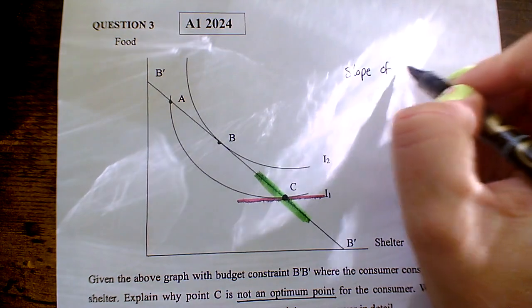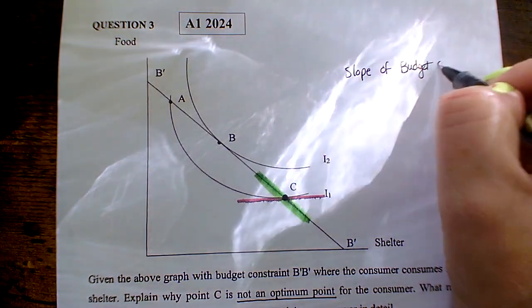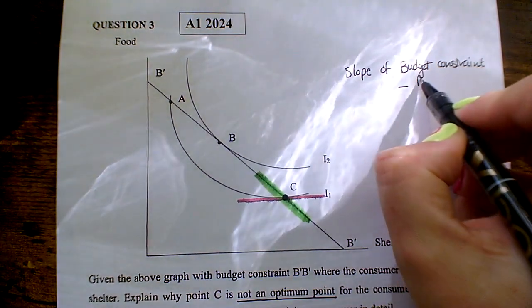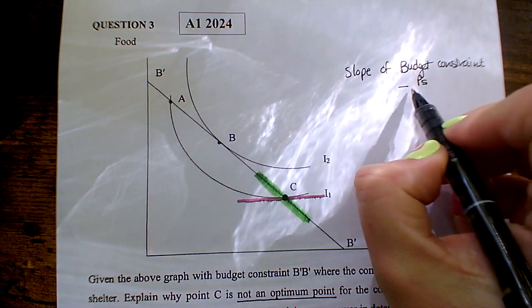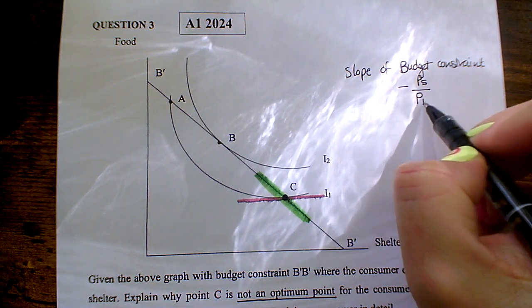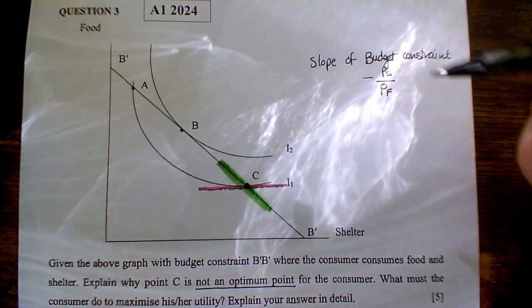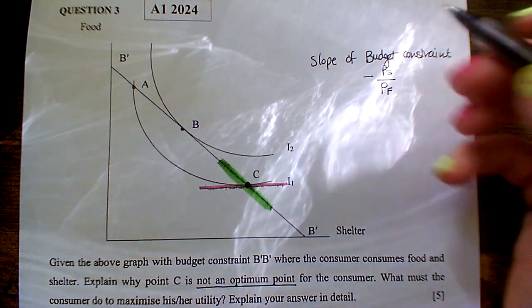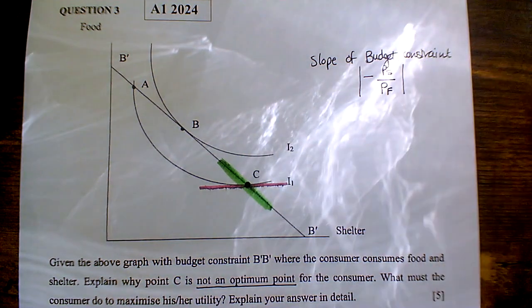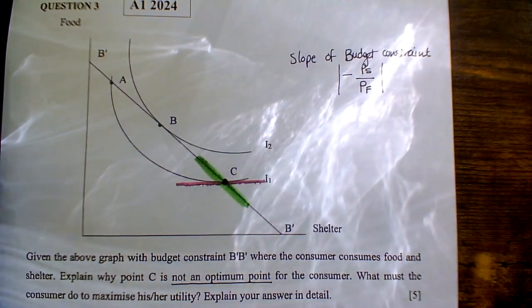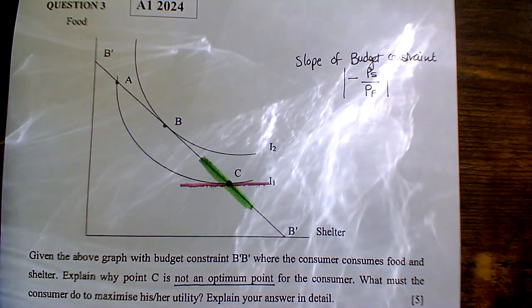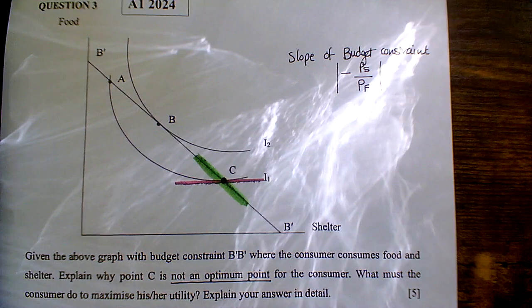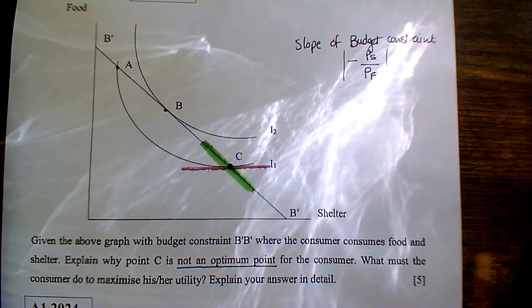So the slope of any budget constraints is equal to minus the price of the product on the x-axis, which in this case is shelter, over the price of the product on the y-axis, which in this case is food. So I say it's negative because it's a downward sloping line. Usually when we interpret the slope of the budget constraint, we interpret the absolute size of this value because we know that it is going to be negative in any case because it represents an opportunity cost. It represents how much food do I have to give up every time I buy a unit of shelter. So that's the slope of the budget constraint.